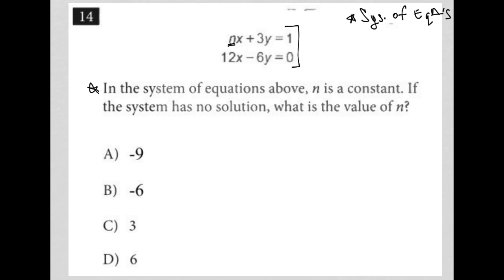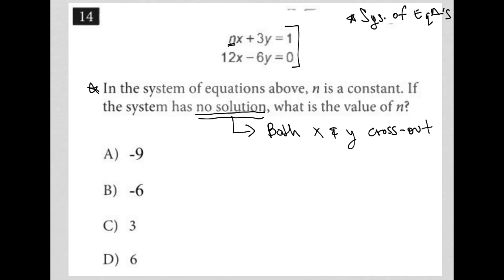In the system of equations above, N is a constant. If the system has no solution, okay, very important. If the system has no solution, what is the value of N? So when a system has no solution, that means that both X and Y cross out. And it basically means they cross out even if you're not trying to cross them both out.